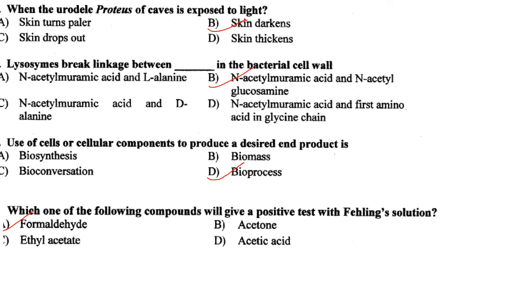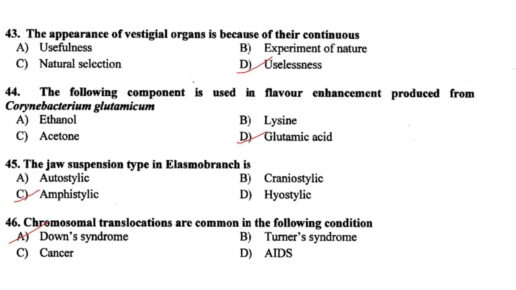Then which one of the following compounds will give a positive test with Fehling's solution? So naturally it is an aldehyde group that is going to give, and the answer here is option A, formaldehyde. Then the appearance of vestigial organs is because of their continuous. So vestigial structures are various cells, tissues and organs in the body which no longer serve any function. So the appearance of vestigial organ is because of their continuous uselessness. Answer is option D. They are not useful for us, but still it is present in our bodies.